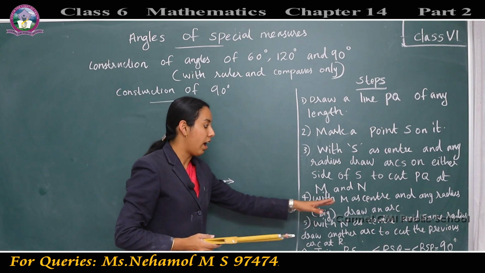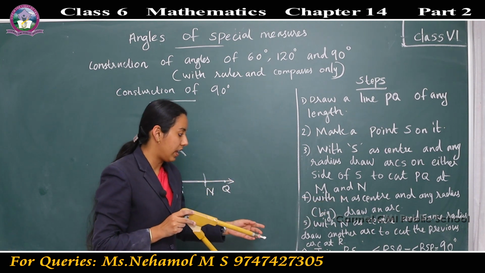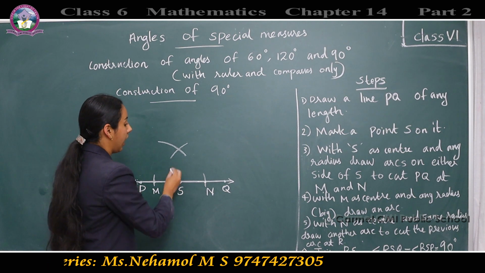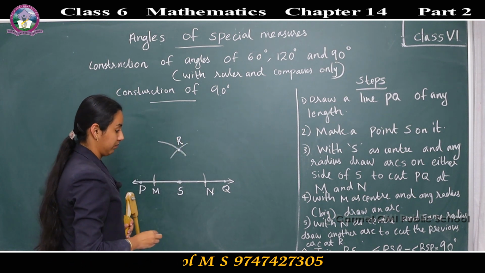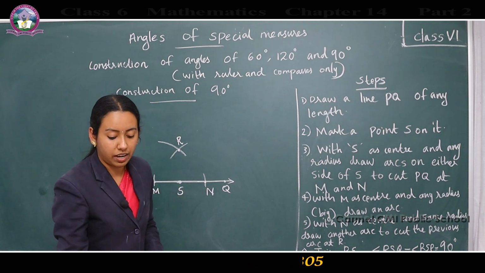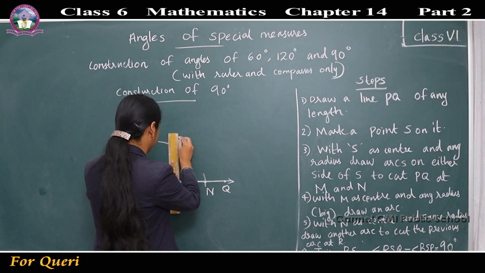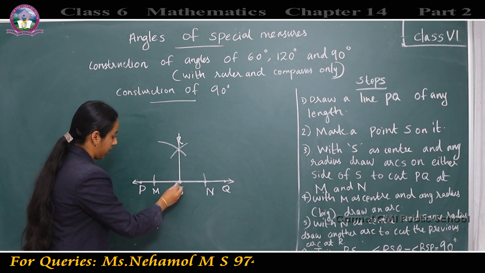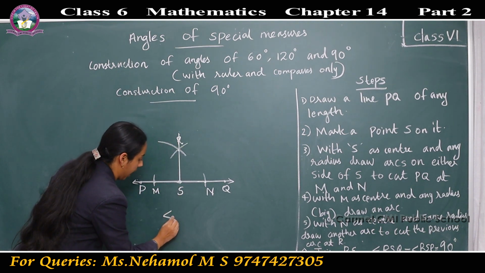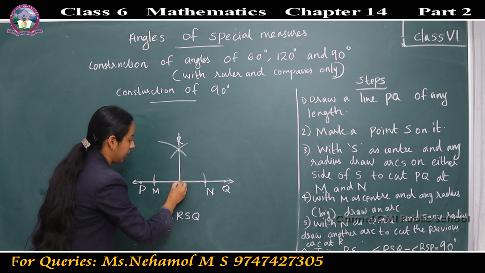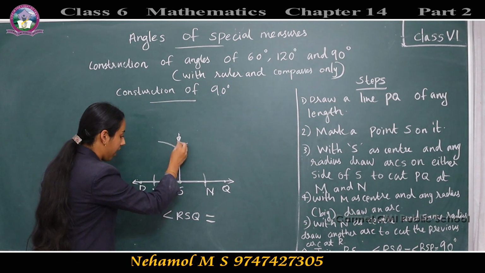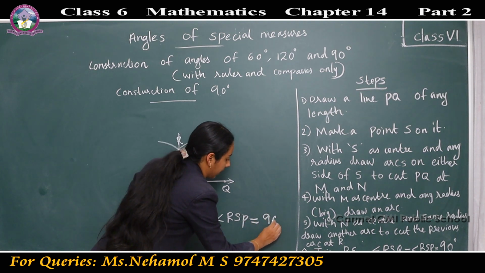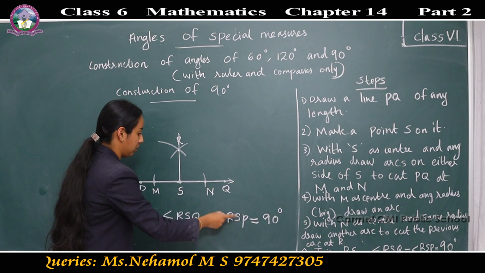With N as center and the same radius, we can't change the setting. With N as center and the same radius, draw another arc to cut the previous arc at R. So this point is R. Join R and S. Now, angle RSQ equals angle RSP equals 90 degree.